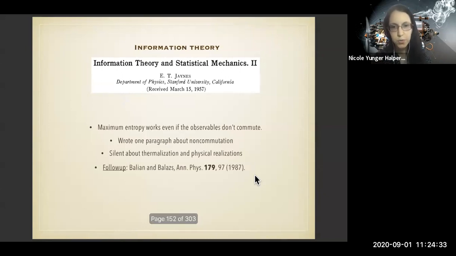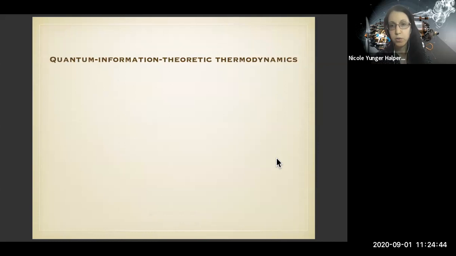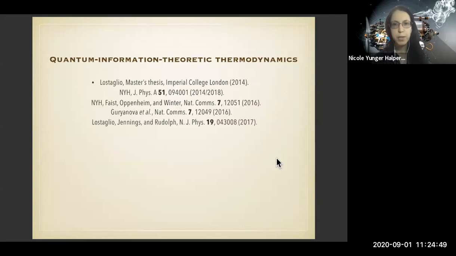He had some followers who also thought a little bit about this problem. This paper had some good physical intuition, but it had a mathematical roadblock. Then this problem was discovered in quantum information theory a few years ago. A couple of groups in different parts of the world discovered it at the same time. And then three groups focused on this problem of: can we derive the equilibrium state, or thermal state, from more physical approaches than James, all at the same time?